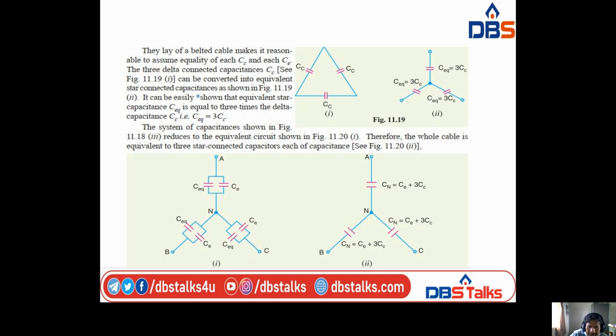Now the system capacitance shown in the figure may be reduced to the equivalent circuit shown in the figure. C equivalent and CE are both in star, and in each phase they are in parallel. Two capacitances in parallel are simply added to each other. So C neutral is equal to CE plus C equivalent.